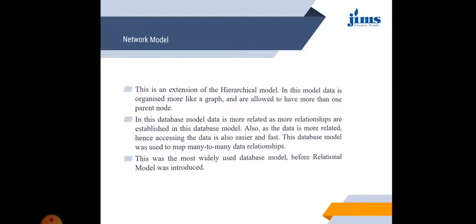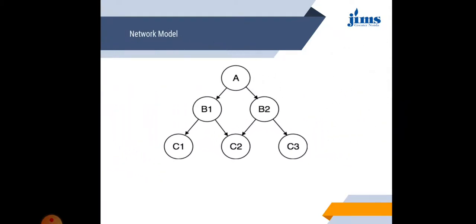So coming to the network model, this is also a tree-like structure. A is a root node, and then the nodes B1 and B2 are connected with A, and B1 and B2 are connected to C1, C2, C3. This is the type of network in which the nodes are connected with each other and communicate with each other. That is known as a network. So that is the network model.